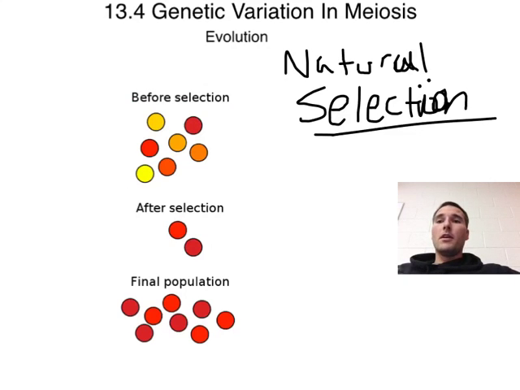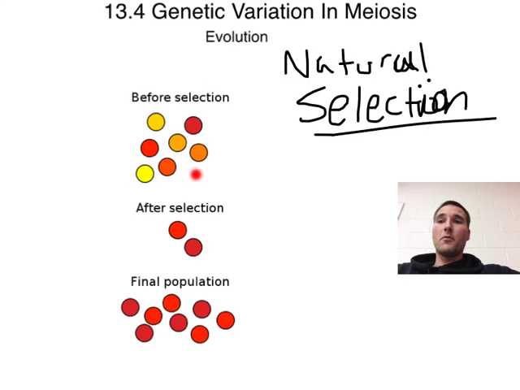Well, if we were to introduce a new predator to this area, a bird that likes to eat insects, and that bird happens to be colorblind, it can see every color except for red, all of a sudden there is a competitive advantage to the insects that are red because they can't be seen by their predator.